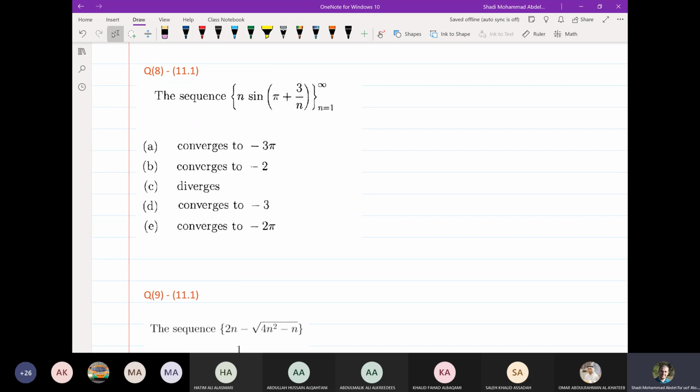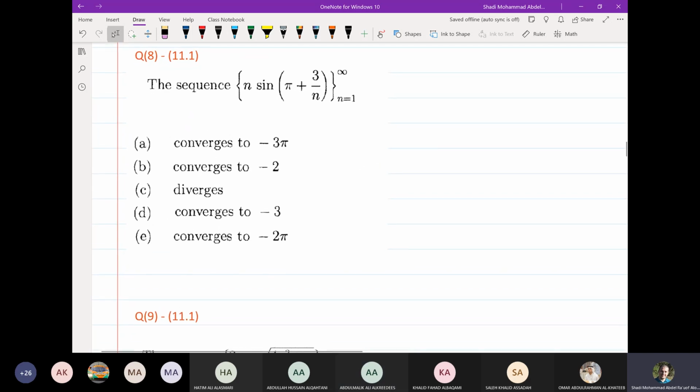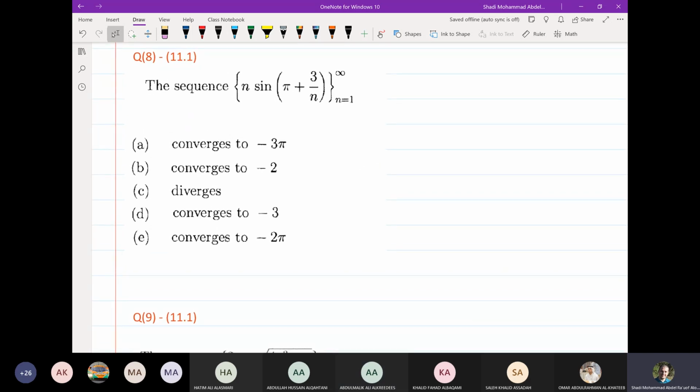Okay. In chapter 11, guys, the first part of chapter 11 will be 11.1, which is sequence. Sequence is very easy. Why? Because the only test for sequence is to take the limit as n goes to infinity. If it converges, it converges. If it diverges, that's it. So 11.1 is very easy because I have just one test. But for the series in general, starting from 11.2 until the end of this chapter, there are many tests.